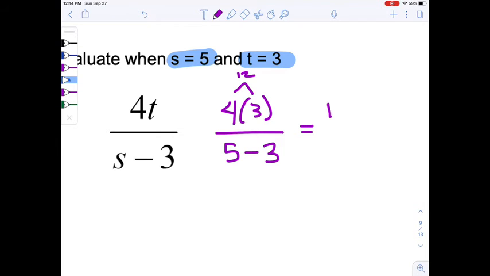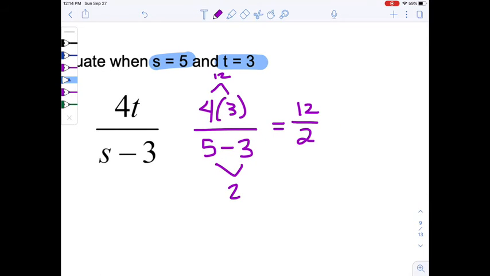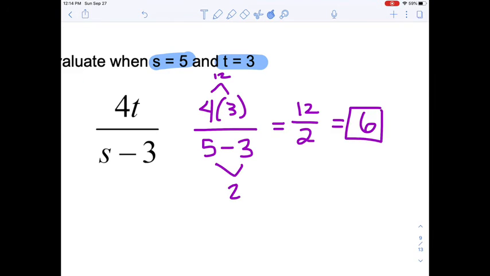So I'm going to start with the top. 4 times 3 is 12. And then the bottom, 5 minus 3, is 2. So we have 12 over 2. That's really a division bar there. So it's 12 divided by 2, which is 6.